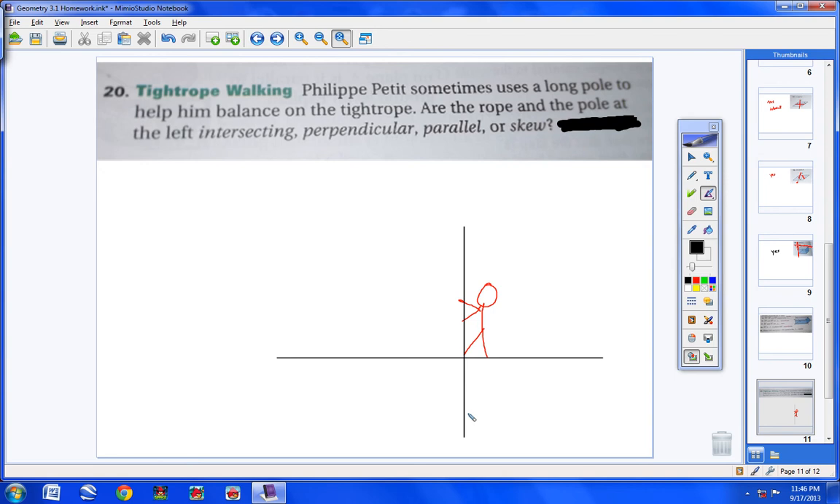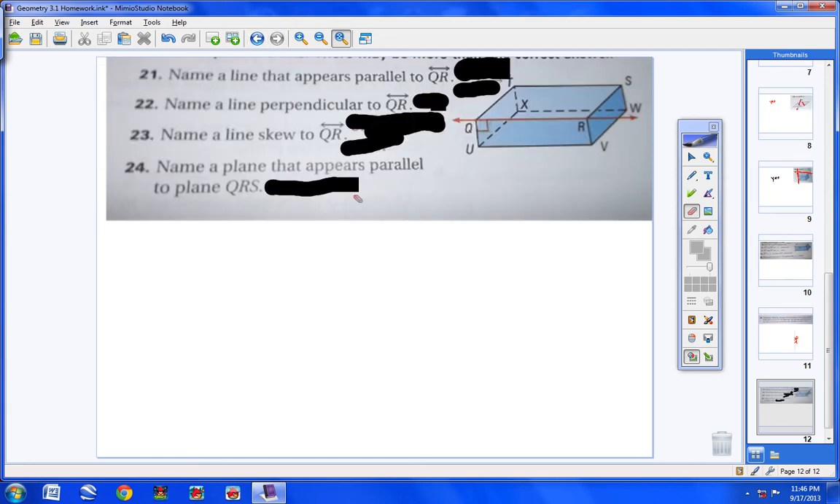If you look in your book, you'll see it. Okay, they're not going to intersect, and they're definitely in different planes. So it is true that the rope that he's walking on and the pole that he's holding are definitely skew. All right, 21 through 24, and we're finally done.